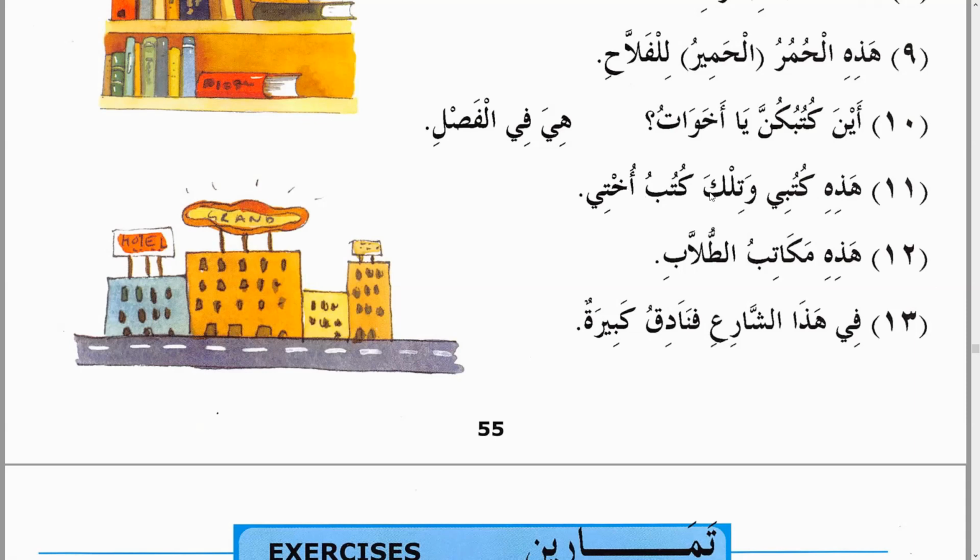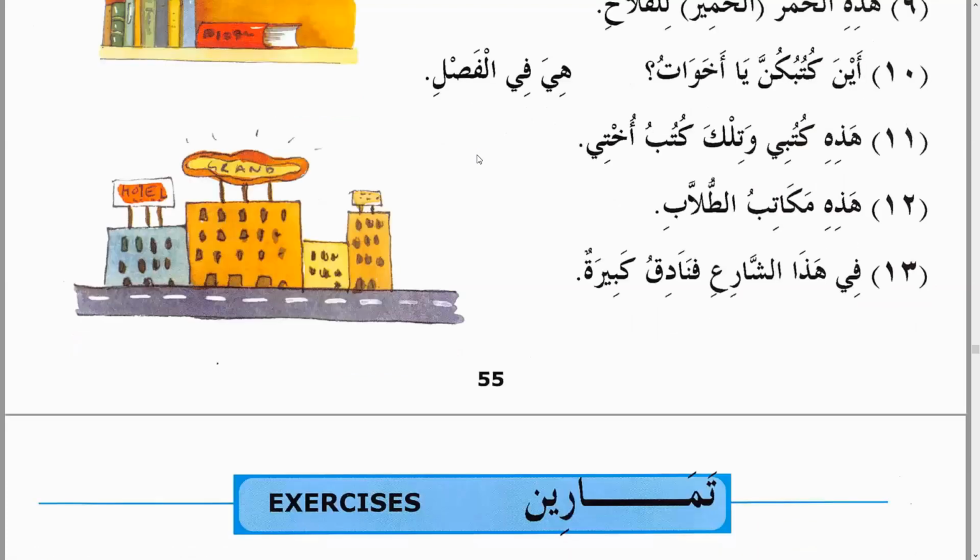Ukhti, ukhtun is sister. Kutubi is "my," right? And these are the attached pronouns which we are learning. Kutubi, my, and ukhti, my sister. This is called ya mutakallim, to show possession, right? It's mine. Kitabi, Rabbi, oh my Lord.